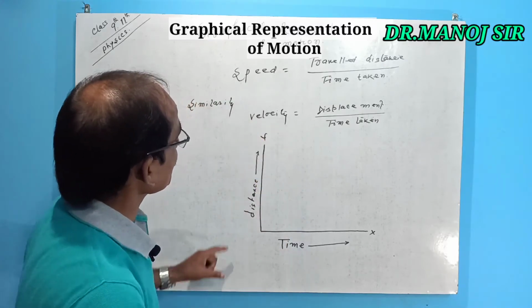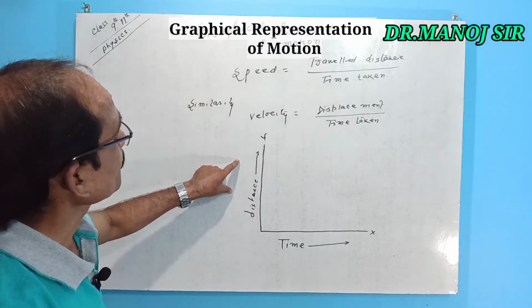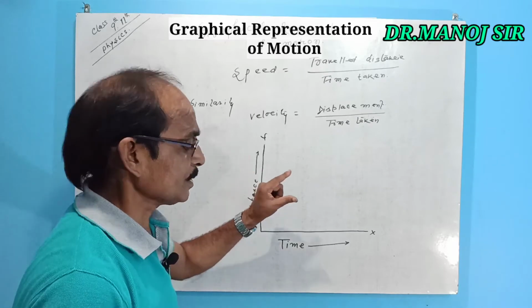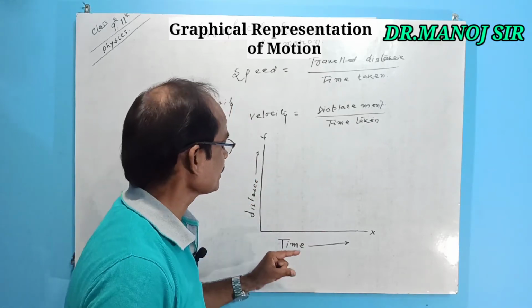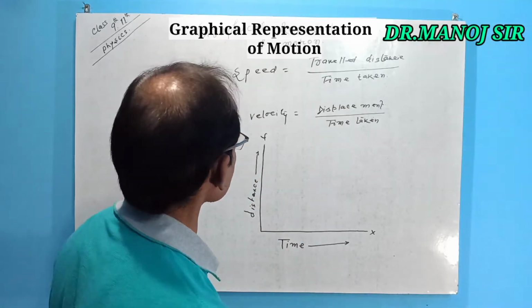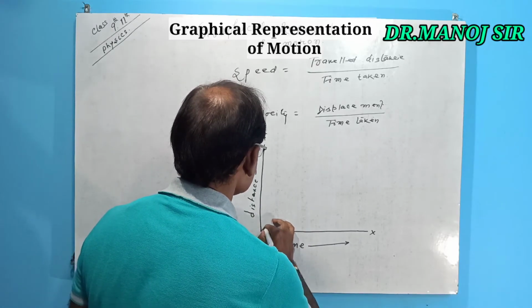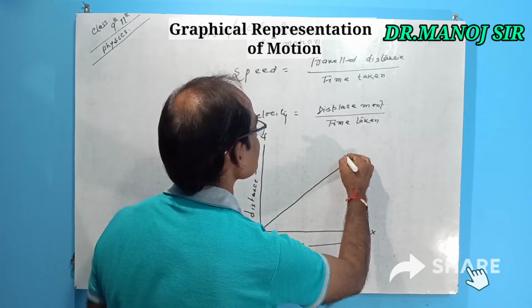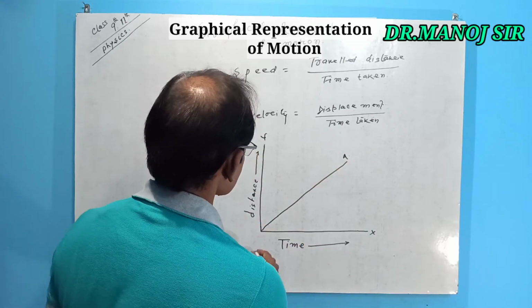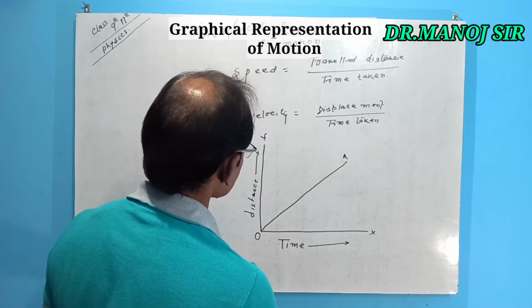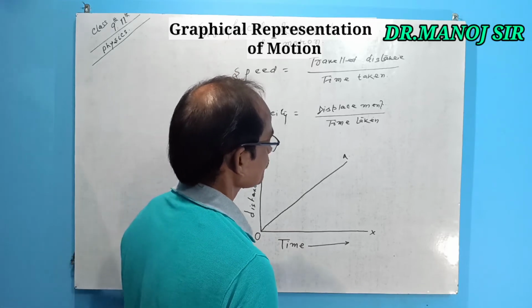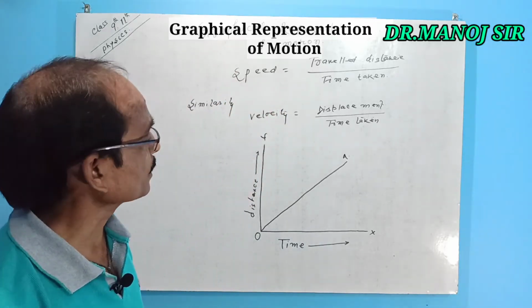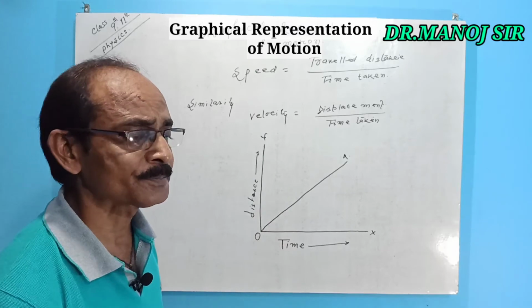We discuss that in an equal time period, if the travel distance is equal, then it represents a straight line, a straight line from a reference point O.